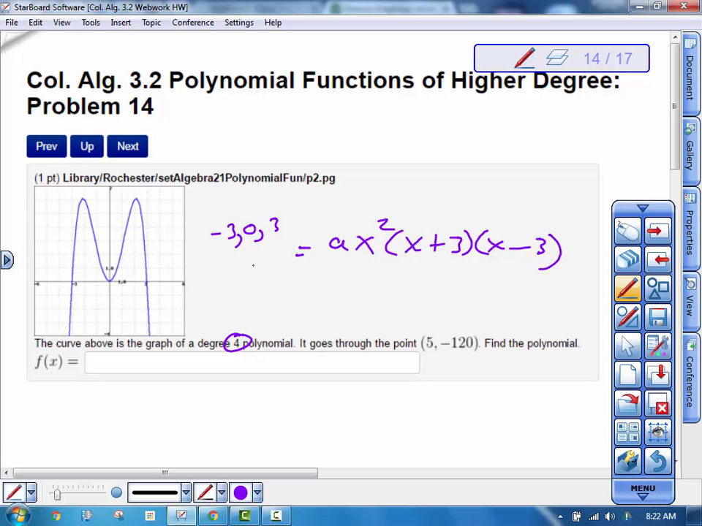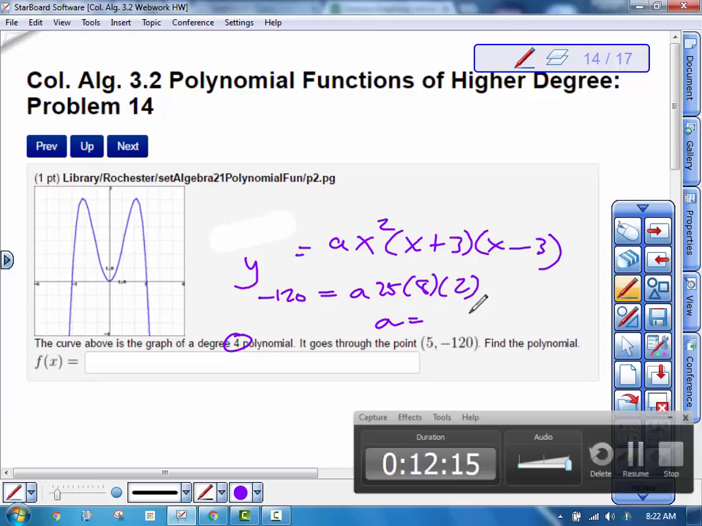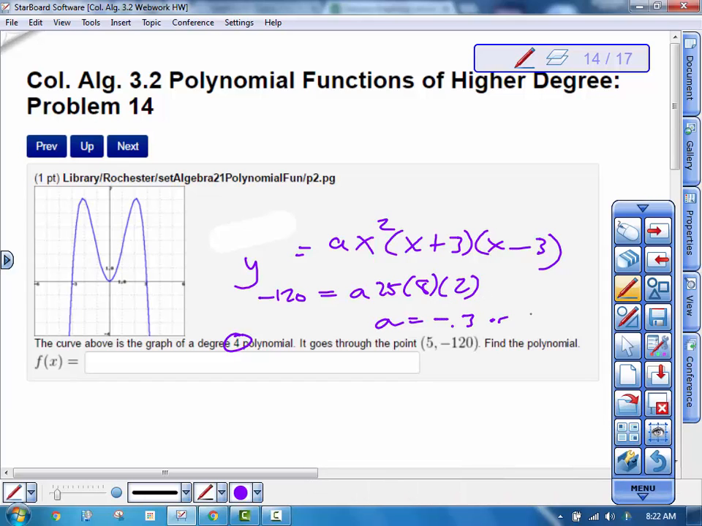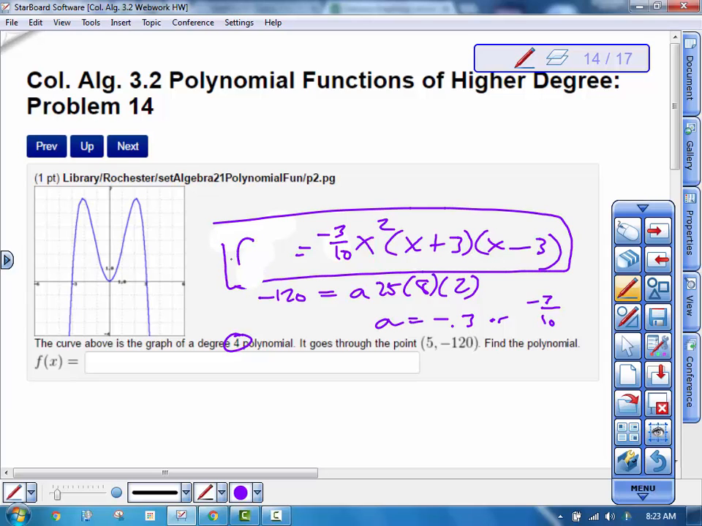There is some a term still to this polynomial, and I don't know what that a term is, but I can find it by plugging in the point 5, negative 120. Plug in negative 120 for y, and plug in 5 for x. This would be 25. This would be 8, and this would be 2. Now multiply these out and divide, and you get an a of negative 0.3, or as a fraction, negative 3 over 10. So that goes right here. And here's your polynomial then. And they want f of x. So just enter in this part right here.